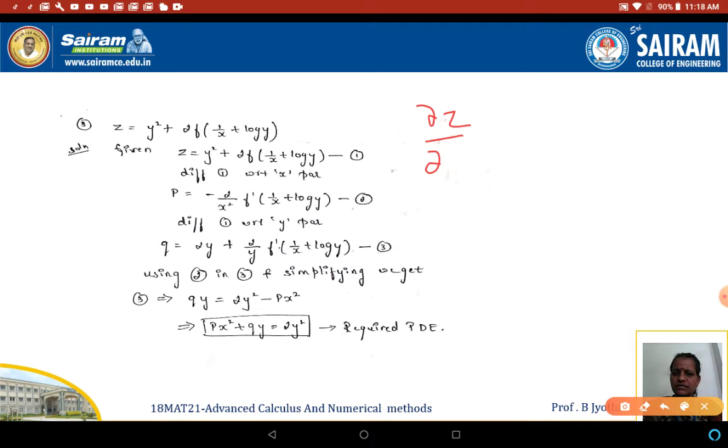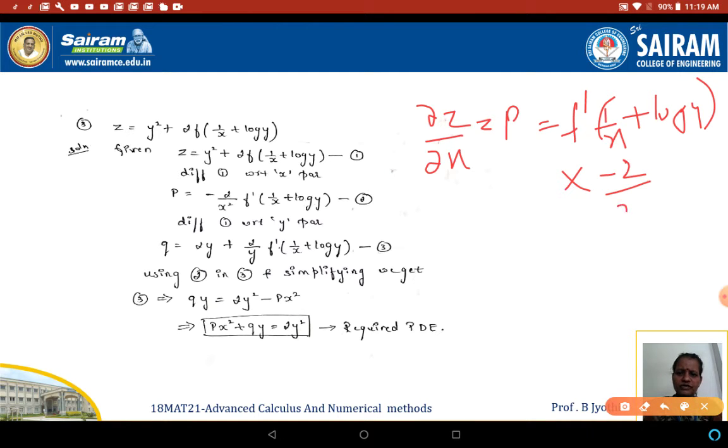Dou z by dou x, which is equals to p, and that will be given by f dash of 1 by x plus log y, which is as it is, and the derivative of 1 by x is nothing but minus 1 by x square, and already 2 is there, so this is multiplied with minus 2 divided by x square. So the same thing we are getting over here.